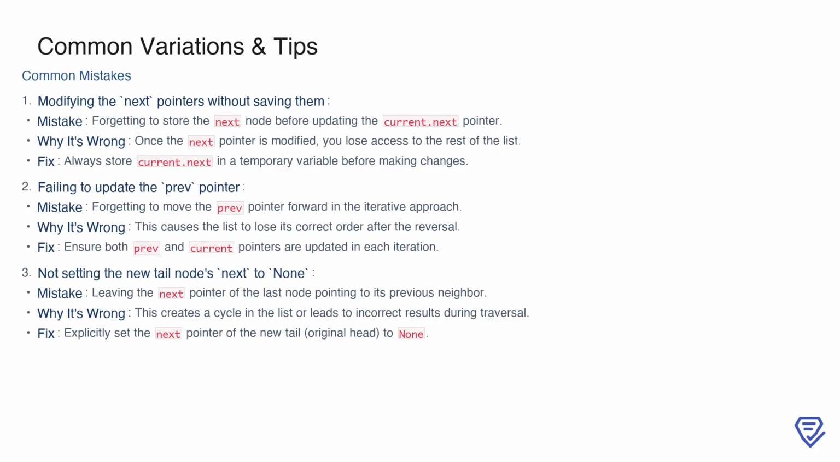Another mistake is failing to update the previous pointer in the iterative approach. Remember, the previous pointer is crucial for maintaining the reversed order of the list, so it must be updated alongside the current pointer in each iteration.